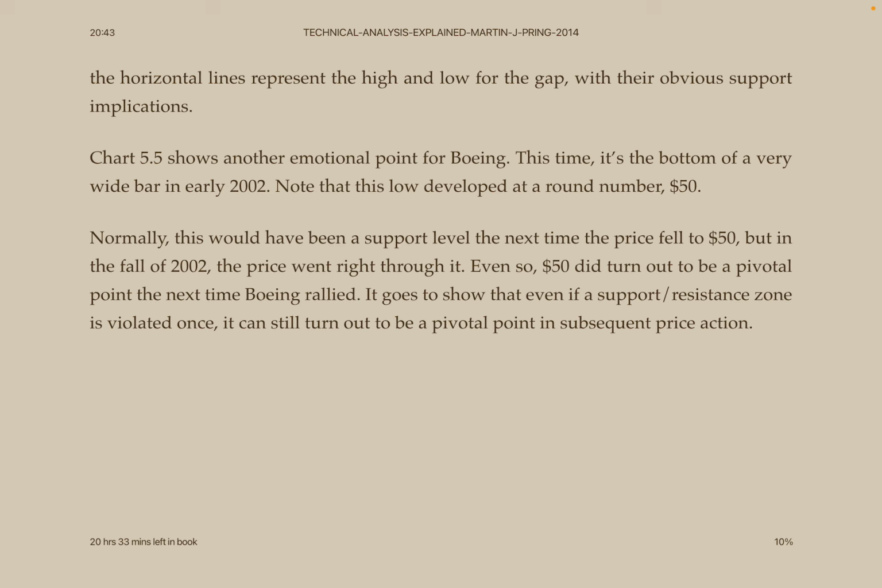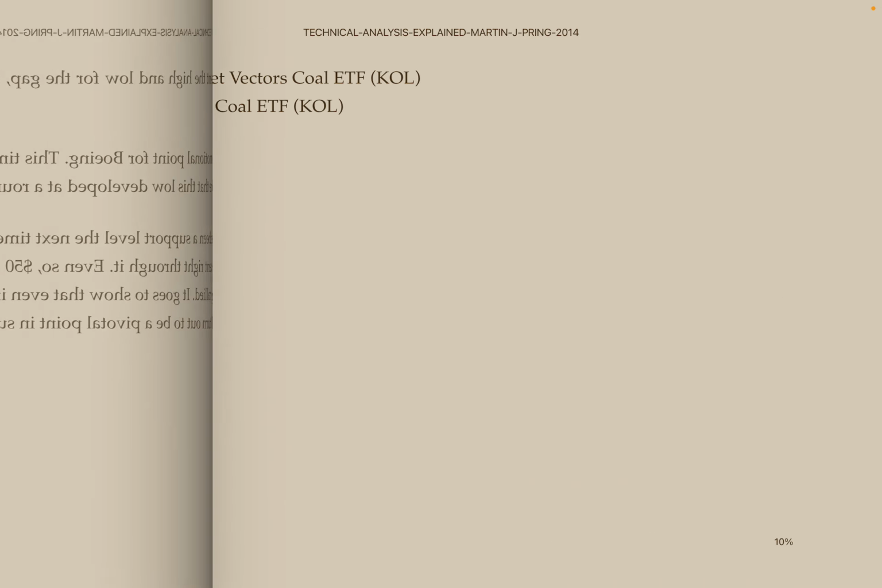This time it's the bottom of a very wide bar in early 2002. Note that this low developed at the round number $50. Normally, this would have been a support level the next time the price fell to $50, but in the fall of 2002, the price went right through it. Even so, $50 did turn out to be a pivotal point the next time Boeing rallied. It goes to show that even if a support or resistance zone is violated once, it can still turn out to be a pivotal point in the subsequent price action.